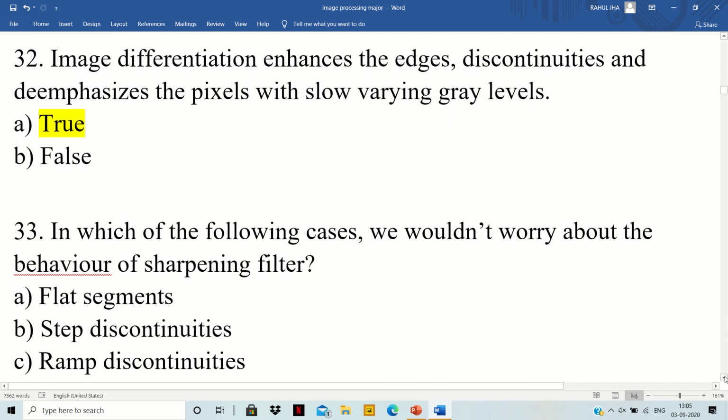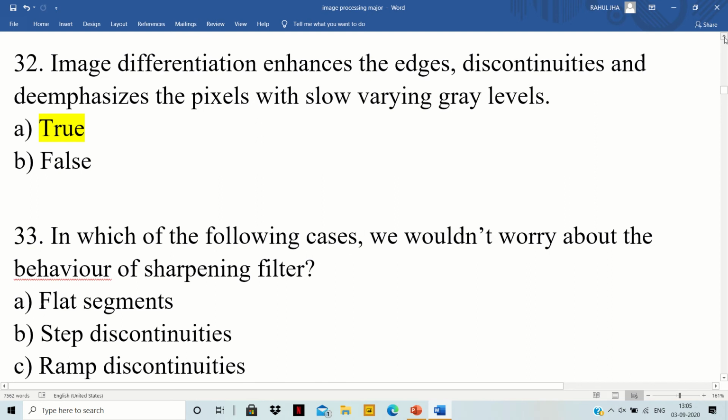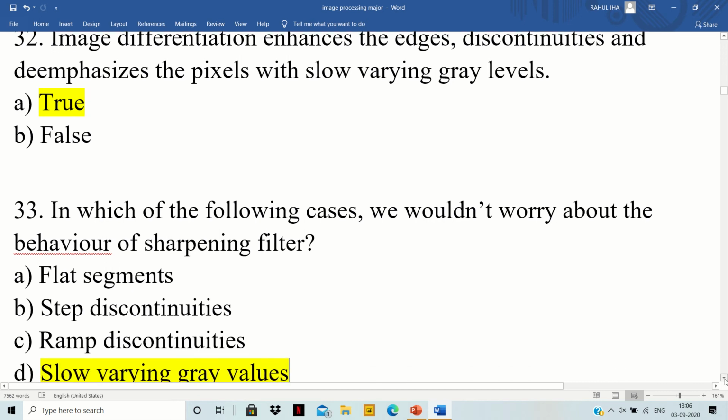In which of the following cases wouldn't we worry about the behavior of the sharpening filter? Flat segments, step discontinuities, ramp discontinuities, slow varying gray values. So in the last case, slow varying gray values, we don't need to worry about the behavior of the sharpening filter, because if there are slow varying gray values, it means this is a better thing. It means that image differentiation is performed and it is enhancing the edges, as I was telling you in the last question. Next question.